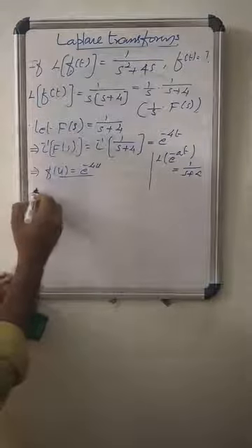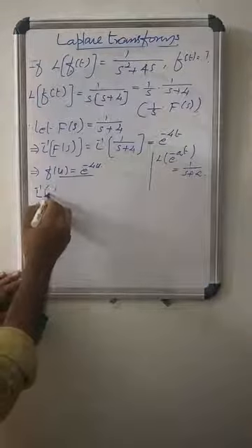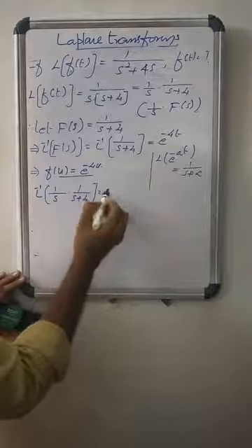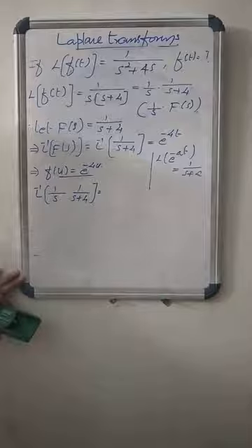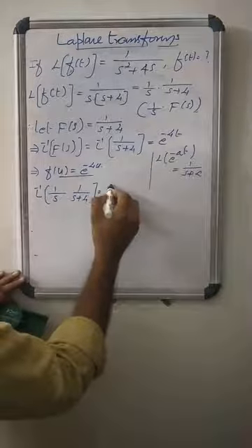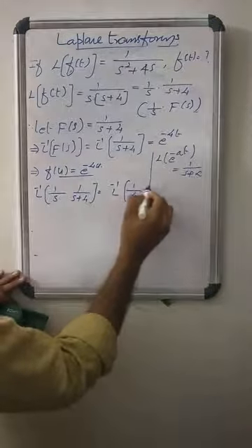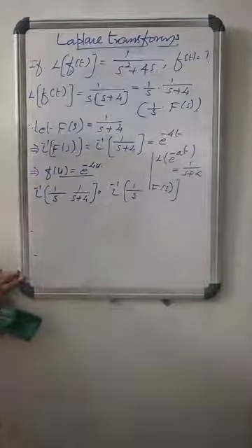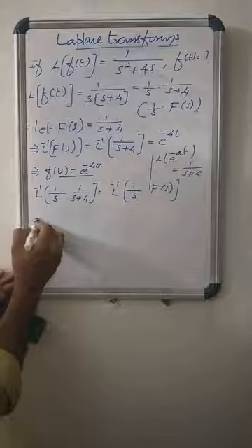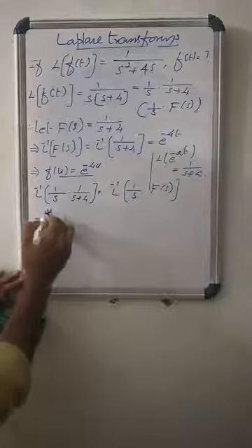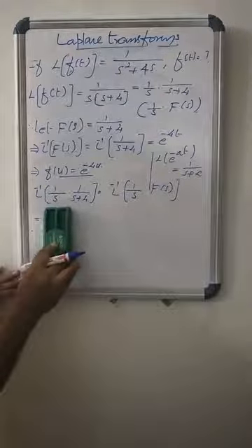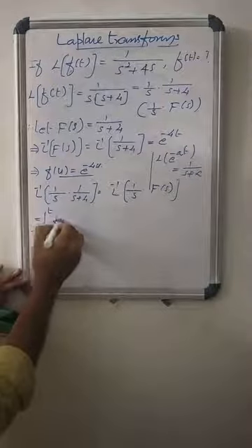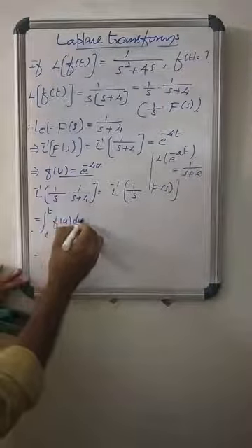Now, L inverse of 1 by s into 1 by s plus 4 equals, it's of the form L inverse of 1 by s into F(s). What is F(s)? 1 by s plus 4. It is F(s). Then L inverse of 1 by s into F(s) equals integral 0 to t f(u) du. Agree?